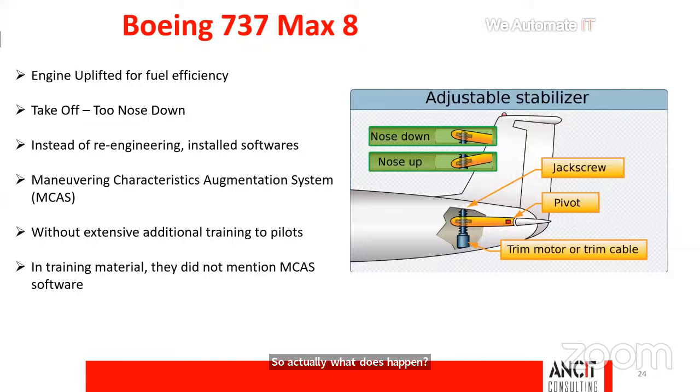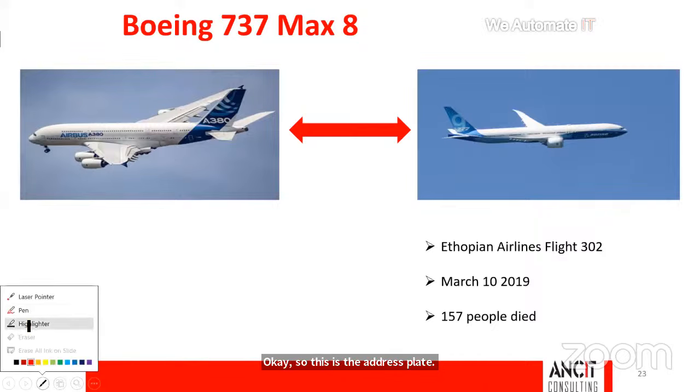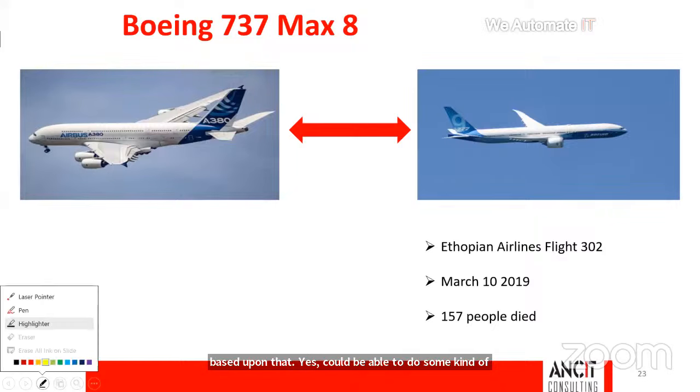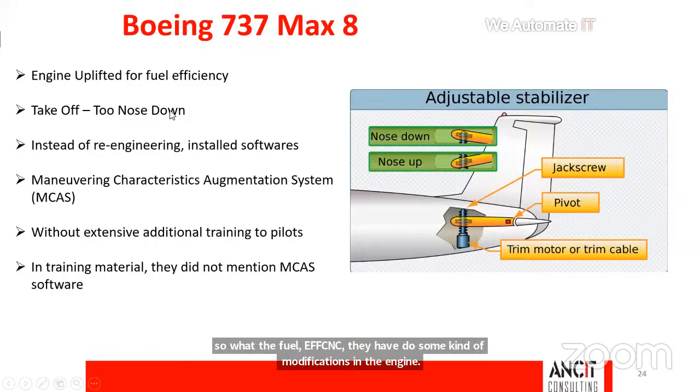The Airbus, which uplifted some engines to the airplane. Okay, so this is the Airbus flight, correct? So this Airbus has uplifted some engine parts, and based upon that, it has been able to achieve some kind of fuel efficiencies. For the fuel efficiencies, they made some modifications in the engine. They have just uplifted the engine from the ground.